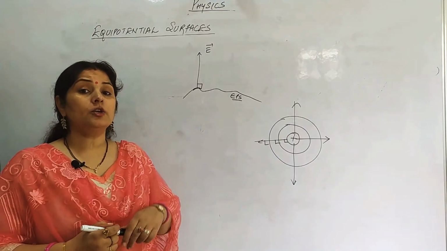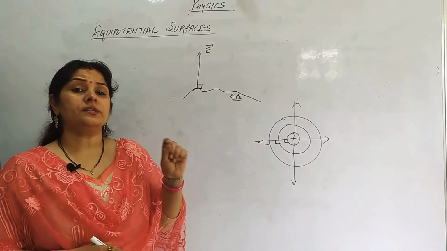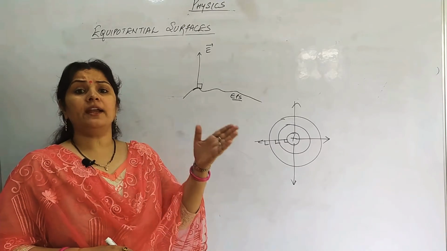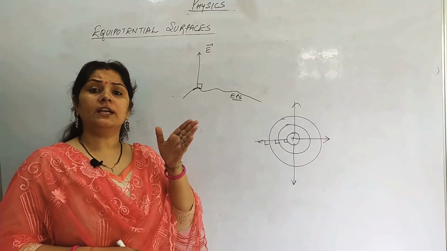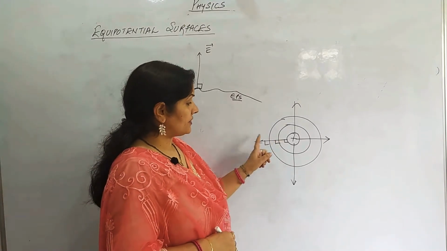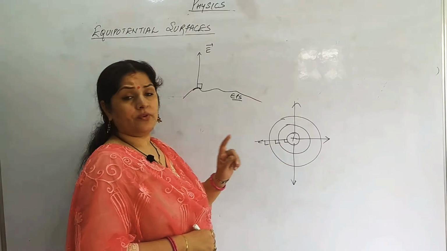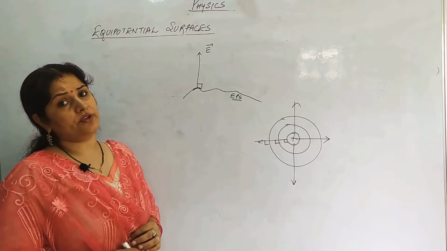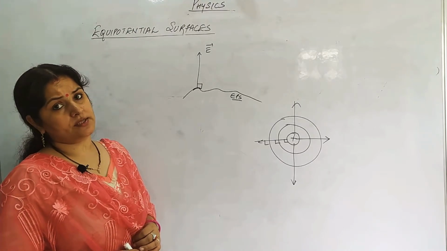It is similar to what we have studied in wave optics. Whenever we draw a wavefront and a ray, the angle between a given ray and the wavefront is always 90. Similarly, the angle between the electric field line and the equipotential surface is always 90 degrees. Right? This is a very important feature of the equipotential surface.